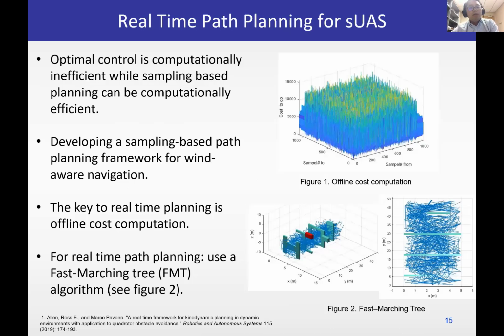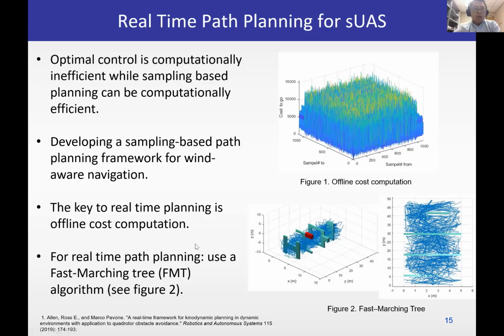Once you have the wind, of course, we need to do path planning to get a better path for the sUAS. This is work led, again, by Dr. K. We're looking at how to use that wind information and how to really do real-time path planning. For this small sUAS, the computational resource is very limited. Optimal control and optimal path planning are not very feasible. So we look at a sampling-based approach.